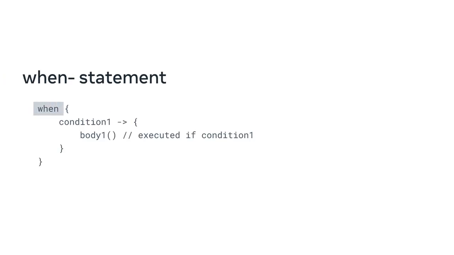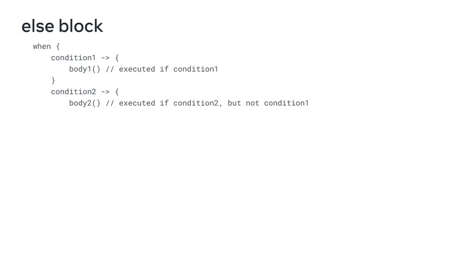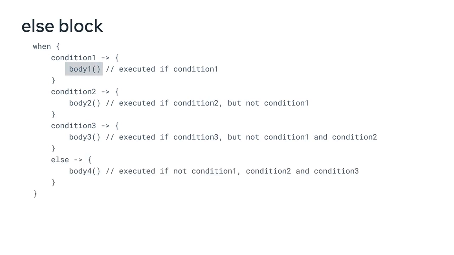Start with the when keyword and then open the curly braces. Inside the braces, write a condition and the body that should be executed. Remember to close each set of curly braces. You can specify what should happen when no condition is true with the else block. In the end, only one body will be executed. It will either be the body of the first satisfied condition or the body of the else block.